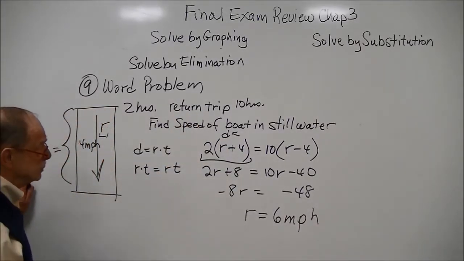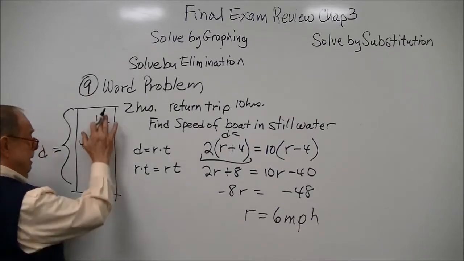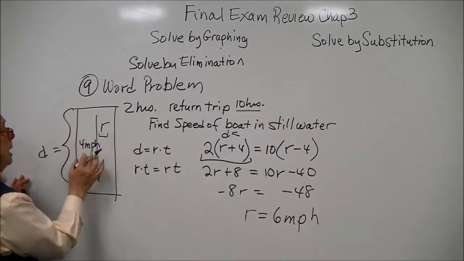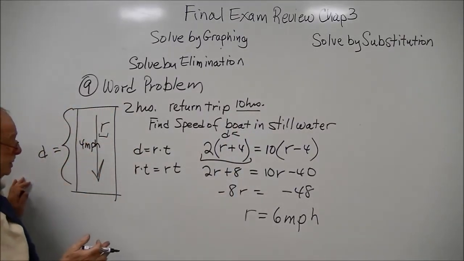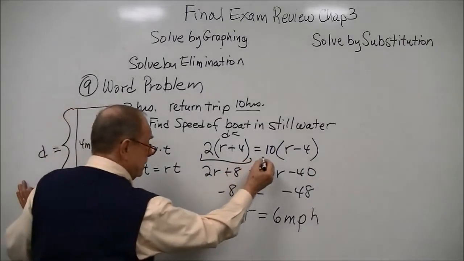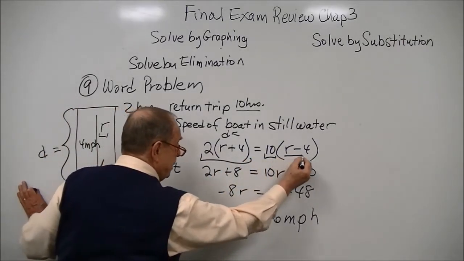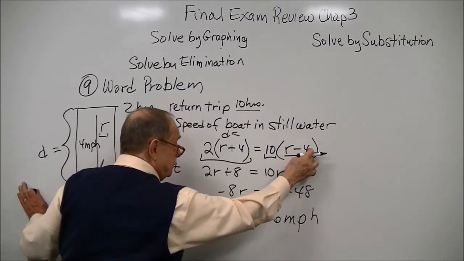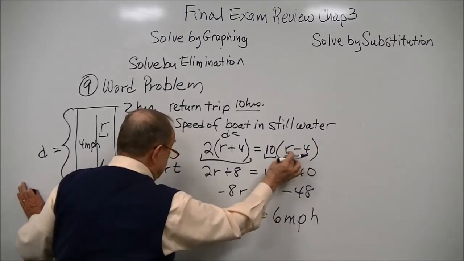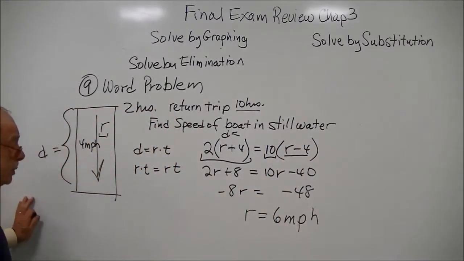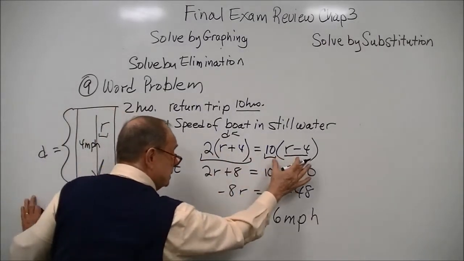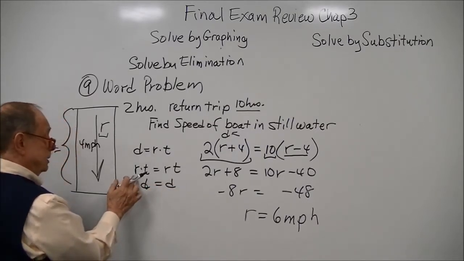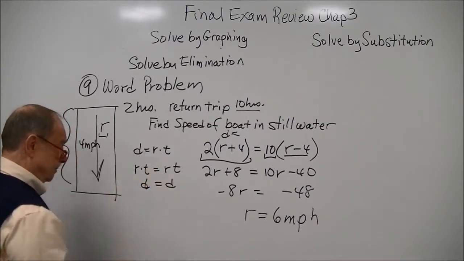Now on his return trip, the same amount of distance took him 10 hours. But he was going against the current. So there's our time, and there's our rate. But it's the rate of the boat minus the rate of the river. So again, we don't know that rate. But we know that this distance equals this distance. That is, distance equals distance, which is rate times time, rate times time.